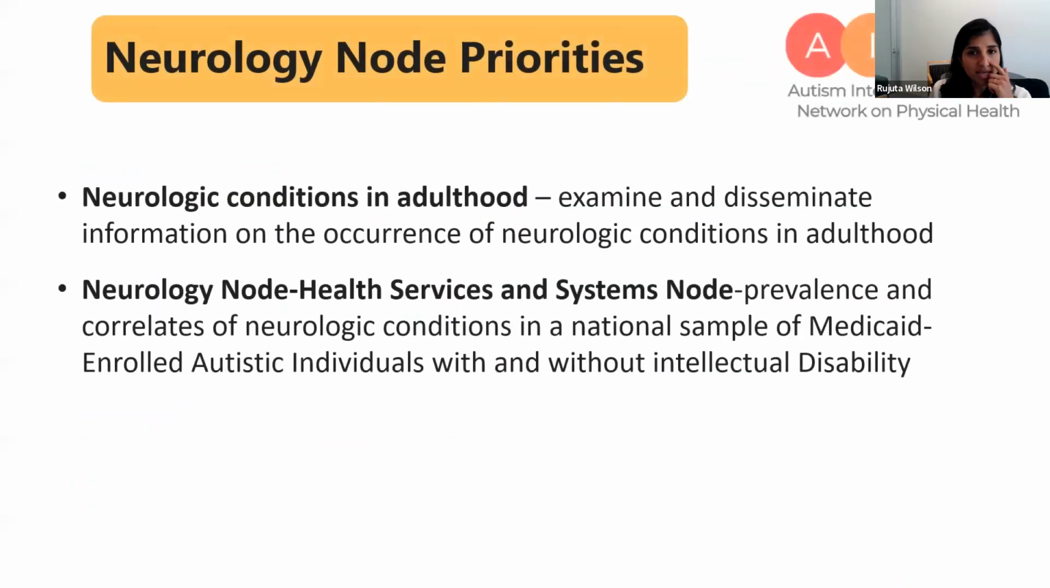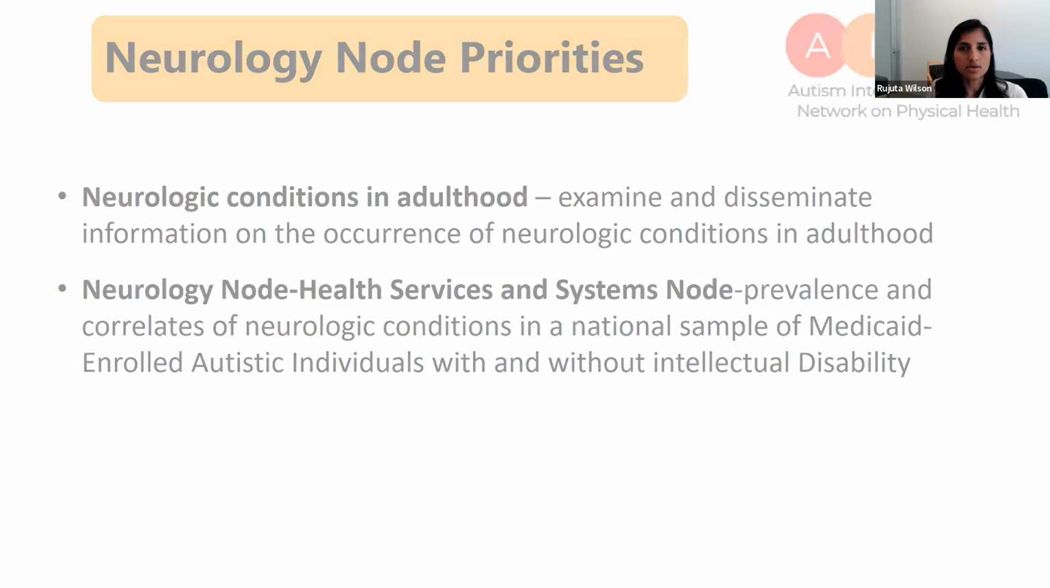So speaking of lifespan, that's really what I'm going to end with now, which is our priority of understanding neurologic conditions in autistic adults and examining the data that's out there and disseminating this information. This work is being done in conjunction with the Health Services and Systems Node, Dr. Lindsay Shea, and we're looking at the prevalence and correlates of neurologic conditions in a national sample of Medicaid-enrolled autistic individuals with and without intellectual disability.